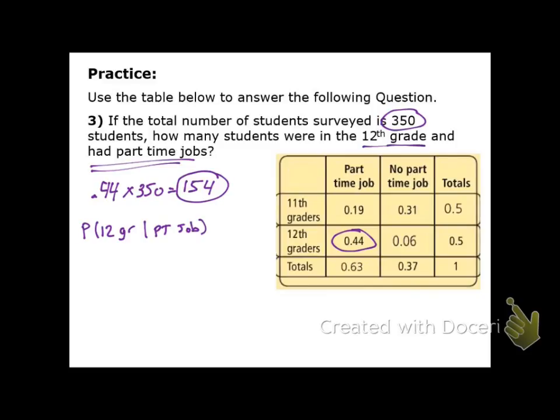Well, in order to do this, we would look at the 12th graders with part-time jobs, so in this case, the 0.44 we saw before, over the entire column for part-time job individuals, so 0.63. So 0.44 divided by 0.63 is 0.7. So the probability that an individual is a 12th grader, given that they have a part-time job, is 0.7.